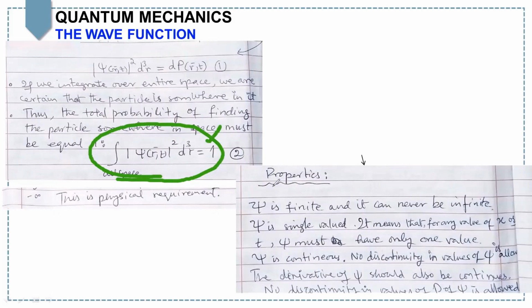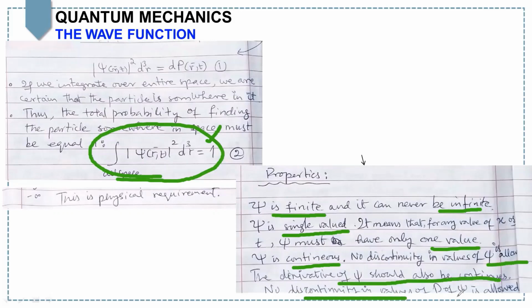Here are a few properties of psi. First, psi is finite and it can never be infinite. Second, psi is single valued. It means that for any value of x or t, psi must have only one value. And psi is continuous. It means no discontinuity in values of psi is allowed. Next, the derivative of psi should also be continuous. Hence, no discontinuity in the derivative of psi is allowed.